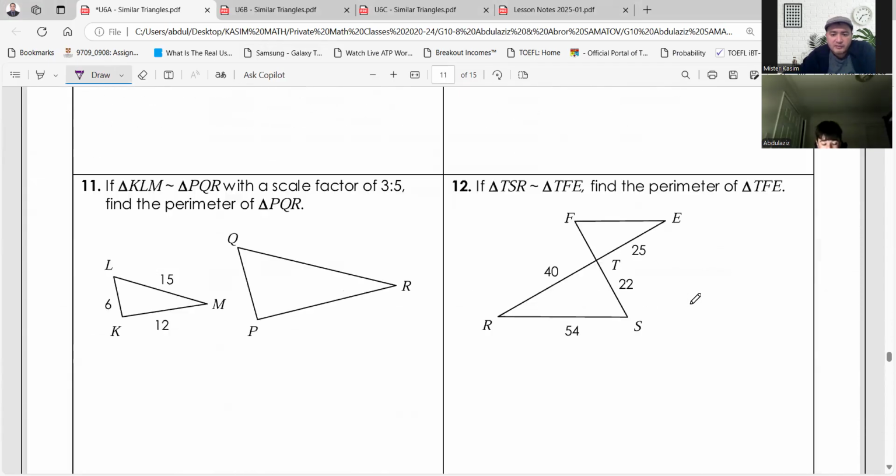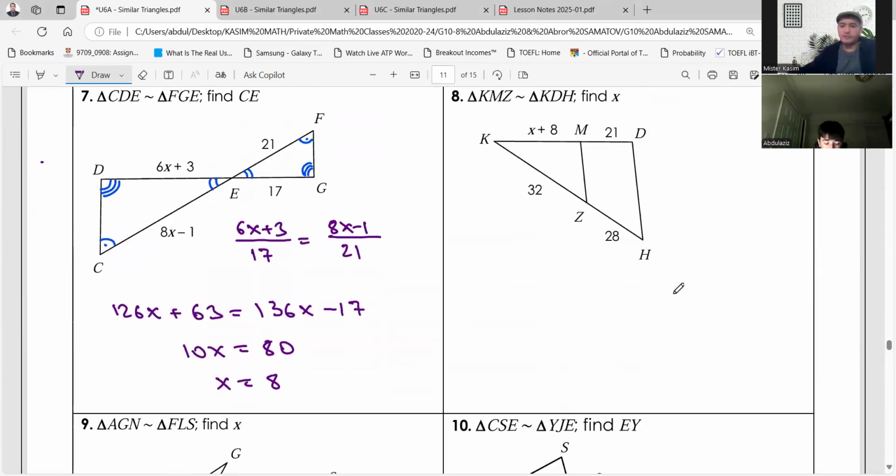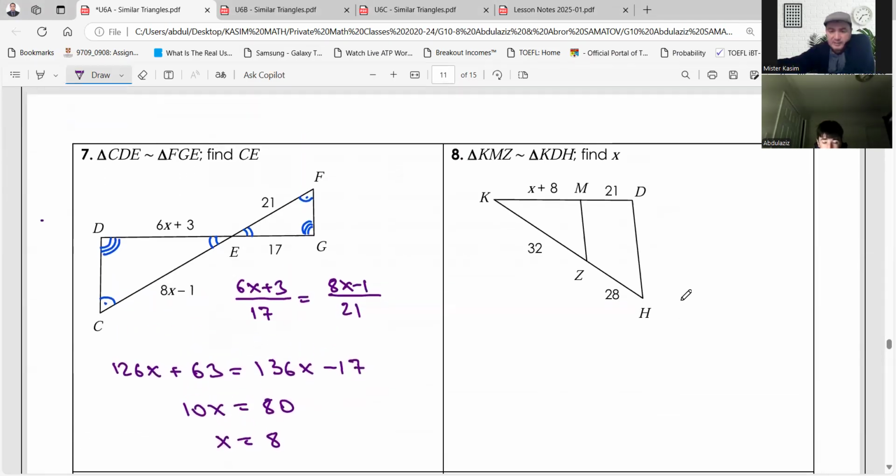How many questions are left here? Four more questions, and we will move on to tests. Let's do it quickly, okay? So now it's already given. Triangle KMZ is similar to triangle KDH. It's given, right? Okay. So can you just tell me the proportion here?